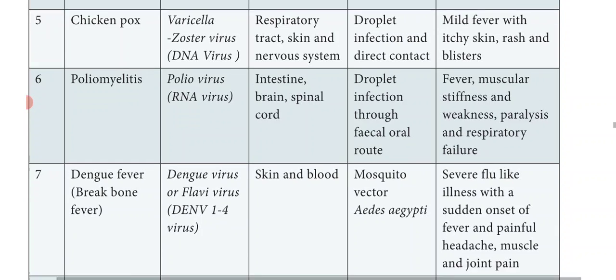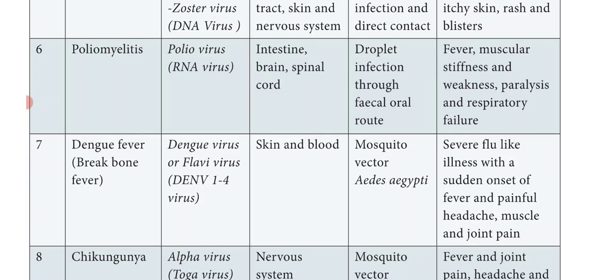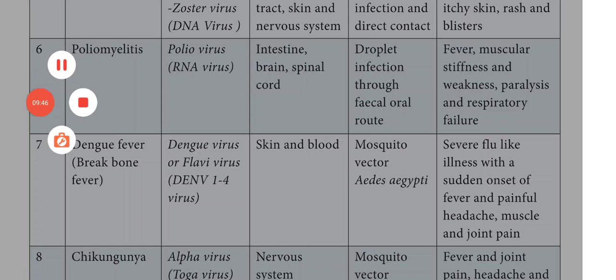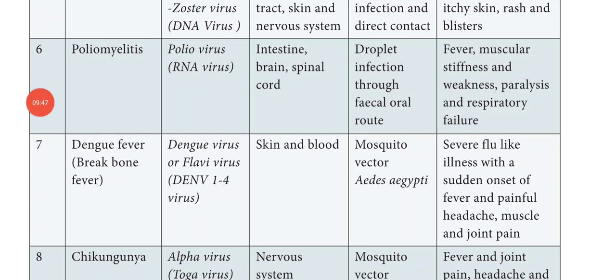Next is poliomyelitis. It is caused by the virus called poliovirus, which is an RNA virus. The organs which are mainly affected are the intestine, brain and spinal cord. So these are the organs affected by polio viruses. And transmission is through droplet infection and the fecal oral route.